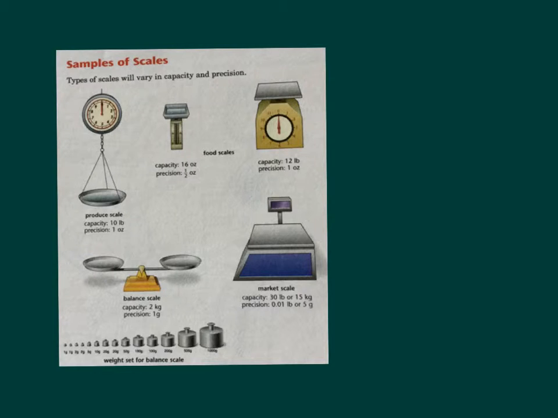When choosing a scale, there's several things to consider. One of these things is the capacity of the scale, or how much weight that scale can hold. If I'm looking here, this scale has a capacity of 16 ounces. That's fairly small. When I look at the balance scale, it has a capacity of 2 kilograms. That's much larger. So, if I'm going to be weighing a heavier object, I'm going to most likely choose the balance scale in comparison to that scale up there because the total capacity is much larger.